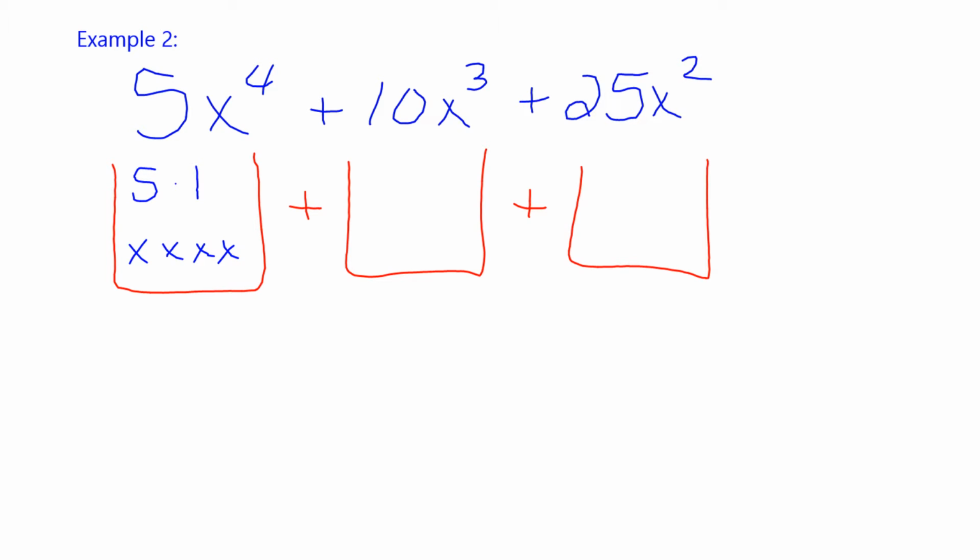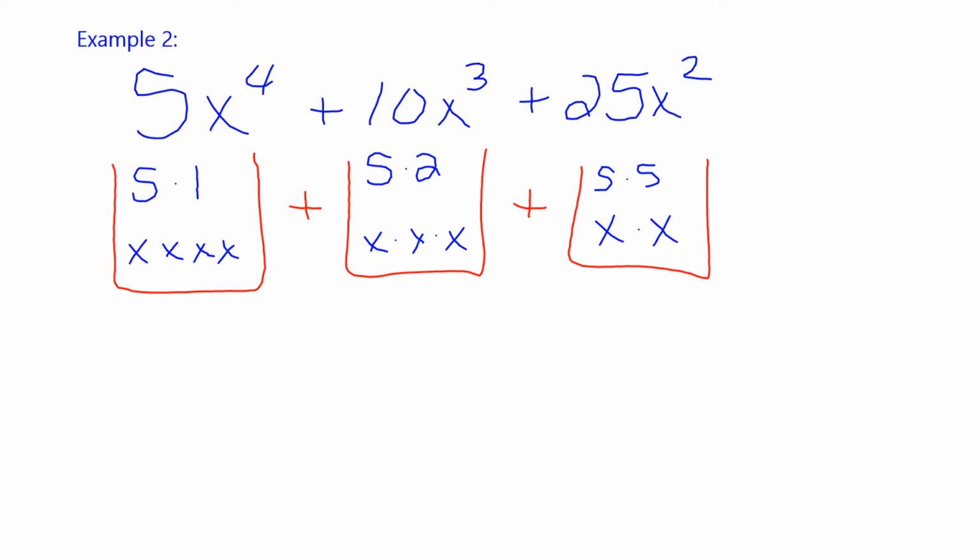Now we have 10x cubed. 10 factors to 5 and 2. And then x cubed is x times x times x. Our last term is 25x squared. So we factor 25 to 5 times 5 and then x times x.